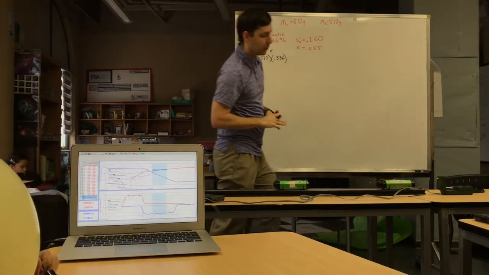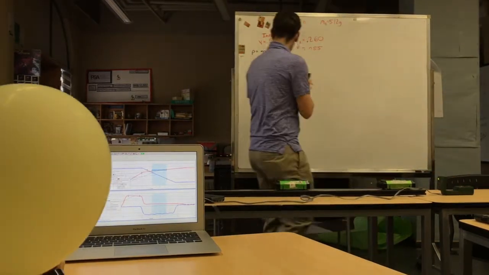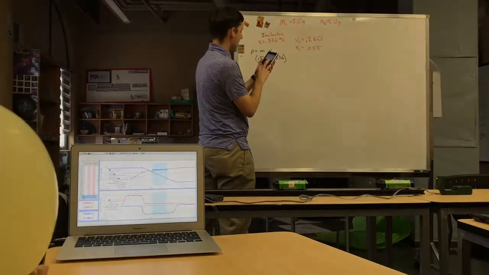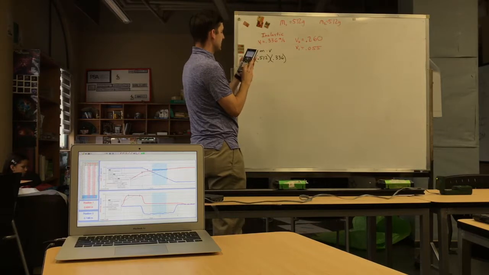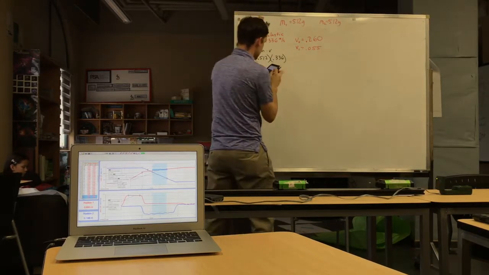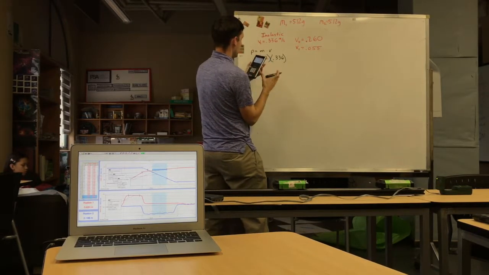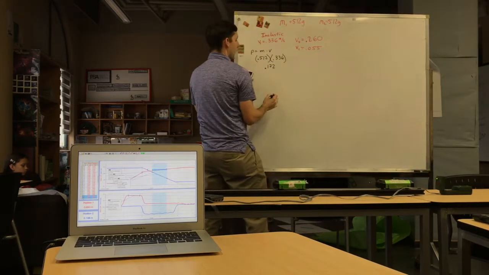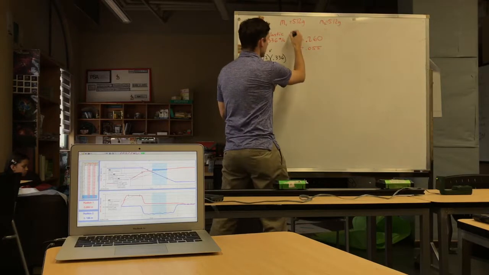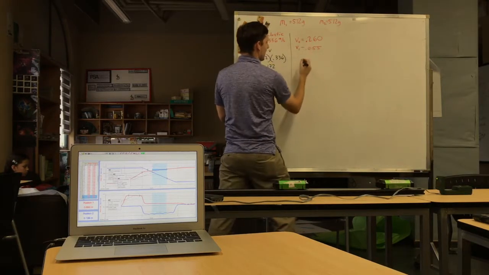All right, and if I pull out my calculator here, it's on 56. Then I get 0.512 times 0.336, and I get a momentum of 0.172. All right, and then afterwards, both of them have some momentum.